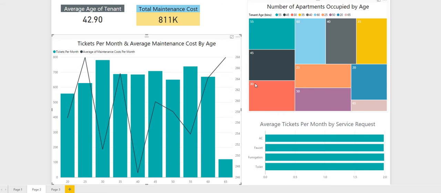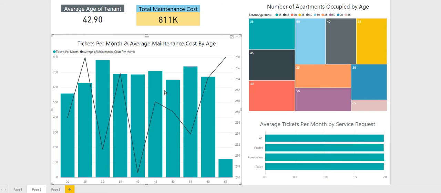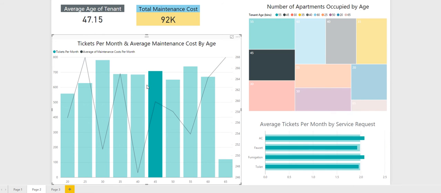Now one really, really interesting point is the tickets per month on average. For age 65, they're the lowest, but the average maintenance cost per month is really high. Now what that means is for someone who's between 65 and 69 years of age, even though the total maintenance cost for them is lower compared to the other ones, their average cost is really high.